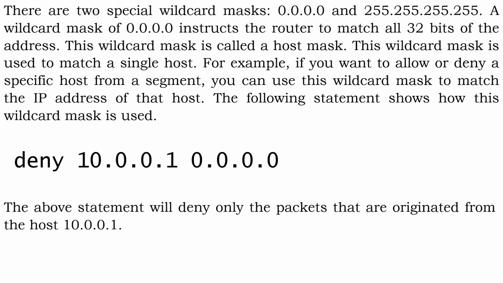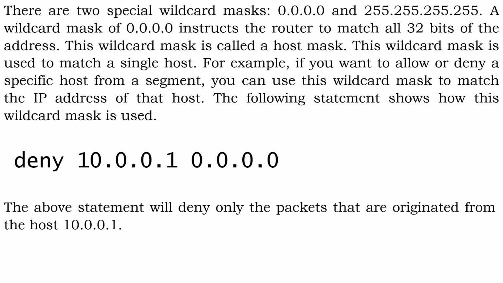There are two special wildcard masks, 0.0.0.0 and 255.255.255.255. A wildcard mask of 0.0.0.0 instructs the router to match all 32 bits of the address. This wildcard mask is called a host mask. This wildcard mask is used to match a single host.